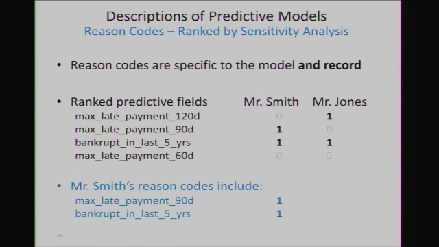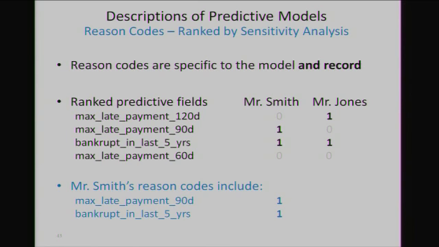And then for the reason codes, I can come up with a sensitivity analysis to rank all the fields. If I have some of the fields binned, like maximum late payment is 120 days, or 90 days, or 60 days, I can rank these fields where a given record, Mr. Smith, might be 90 days late and bankrupt in the last 5 years. That would become his first 2 reason codes. Then you can go farther down the list to however many reason codes are needed to describe it.